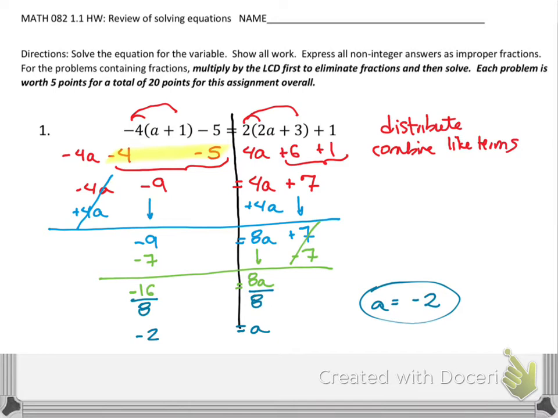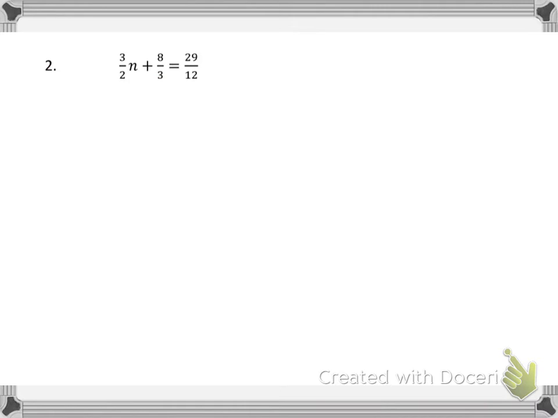Let's do the next question. The next question here, as you can see, has a lot of fractions. Now, you certainly don't have to do it this way, but I always counsel my students to find the LCD, or the least common denominator. So the least common denominator in this case is 12. So what we're going to do is multiply this whole equation by 12. So let me demonstrate and show you what that looks like.